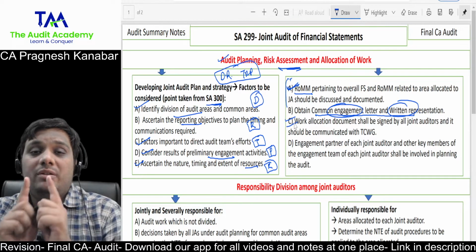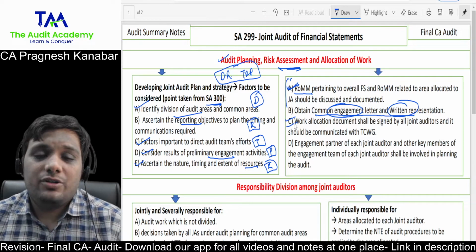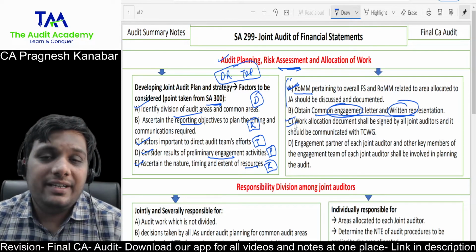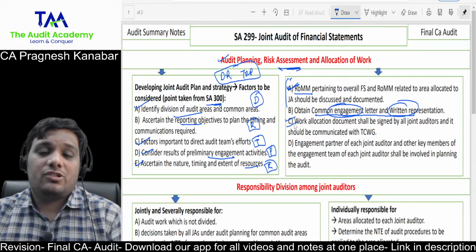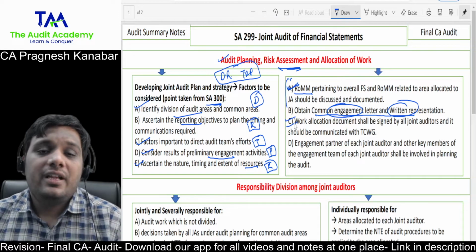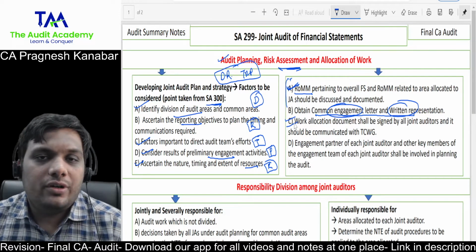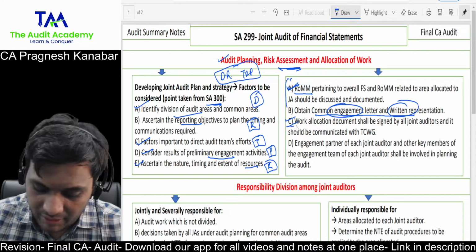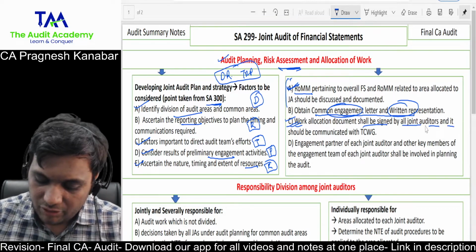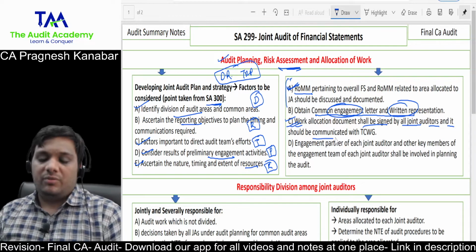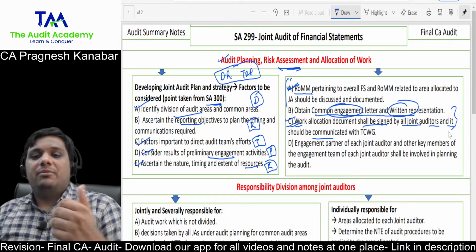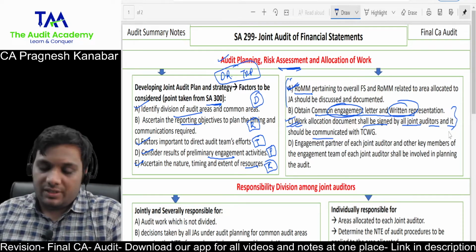Work allocation document must be signed. If the work allocation document is not in writing, if it is not signed, then in that case, it is not considered as if the work has been divided. Then for all the areas, all the joint auditors will have a joint and several liability. So work allocation document must be signed by all joint auditors, and it should be communicated with TCWG. So as I told you, these individual points can be very important for solving MCQs and case study.